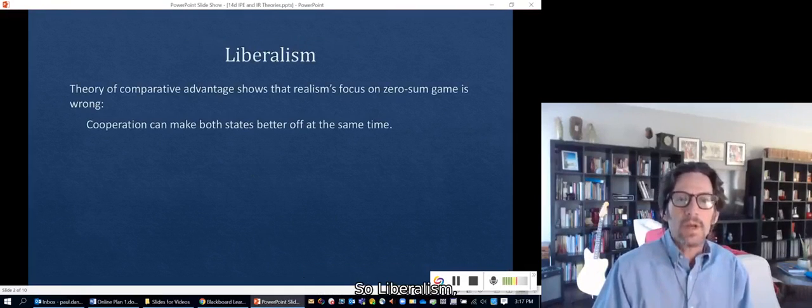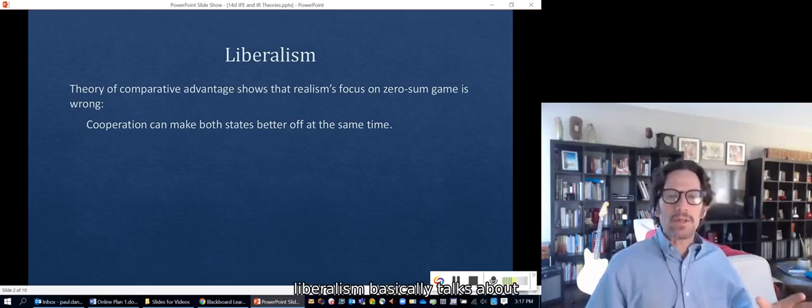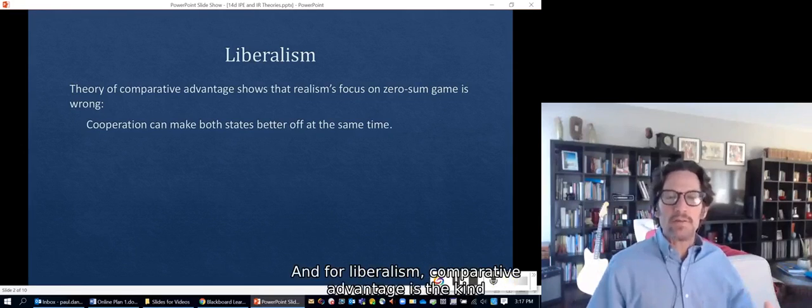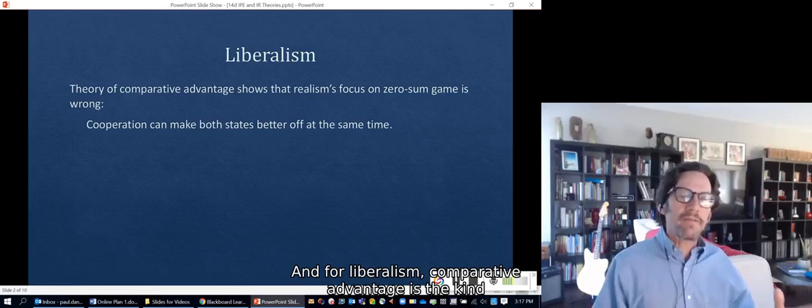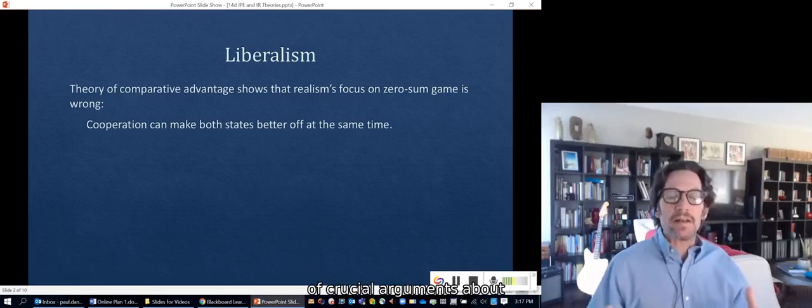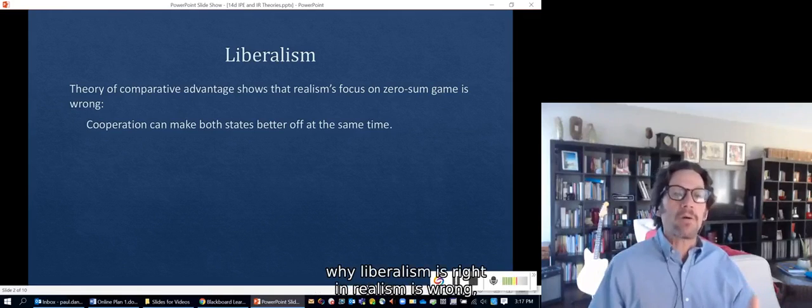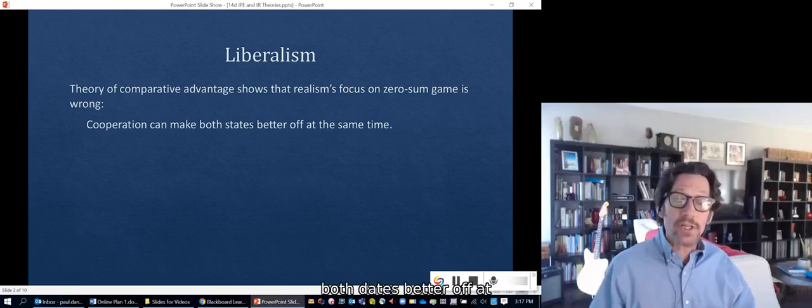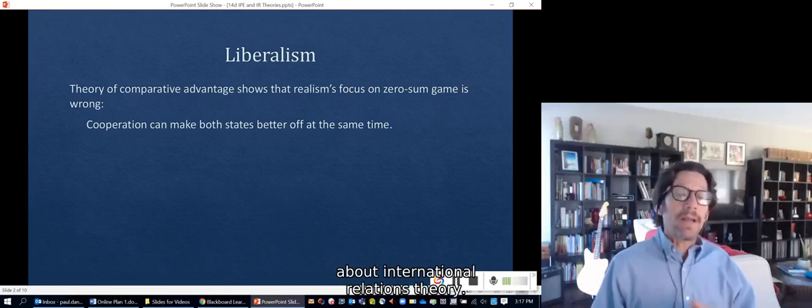So liberalism. Liberalism basically talks about the theory of comparative advantage. And for liberalism, comparative advantage is the crucial argument about why liberalism is right and realism is wrong, right? This idea that cooperation can make both states better off at the same time is really important. And that's talking about international relations theory.